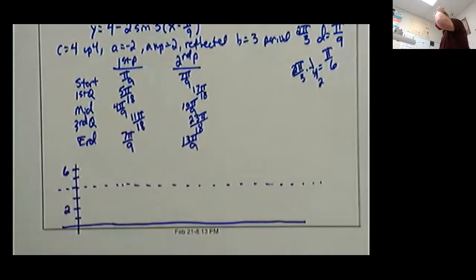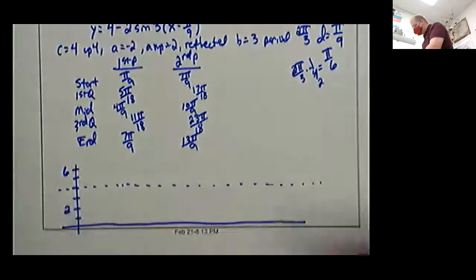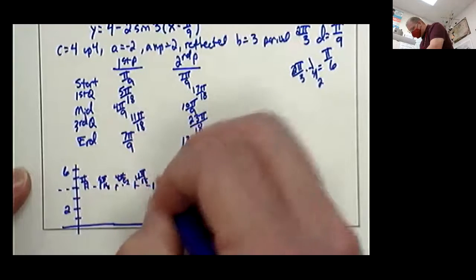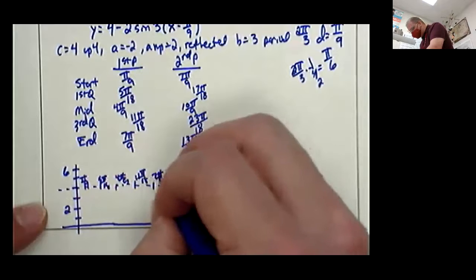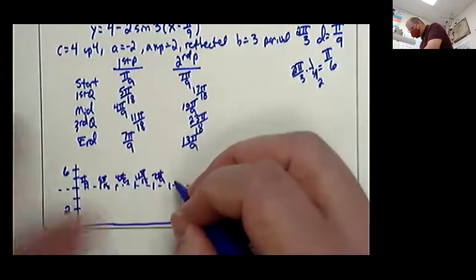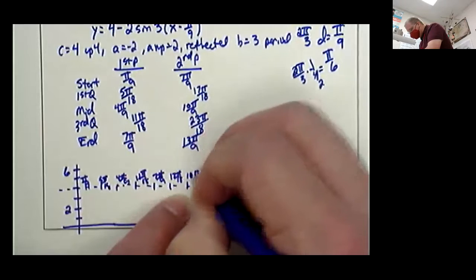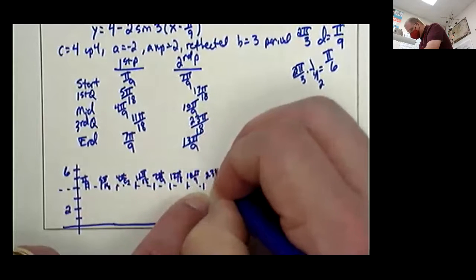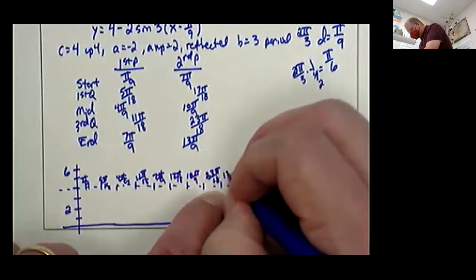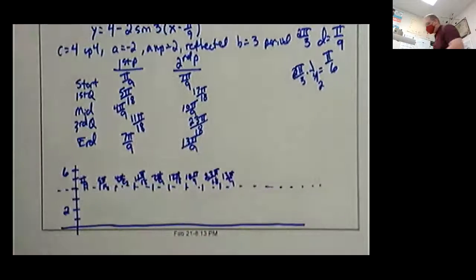This is a negative, so let's plot our quarter points. We're going to start at pi ninths, and we're going to go to 5 pi 18ths, 4 pi ninths, 11 pi 18ths, and 7 pi ninths. And then we go to our second period: 17 pi 18ths, 10 pi ninths, 23 pi 18ths, and 13 pi ninths. Now we're going to come back and plot our points.